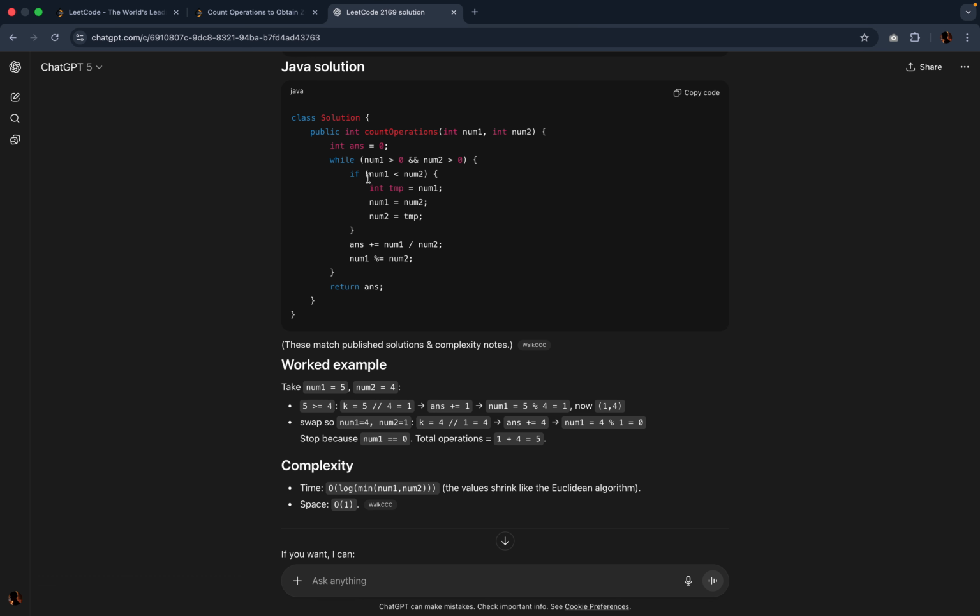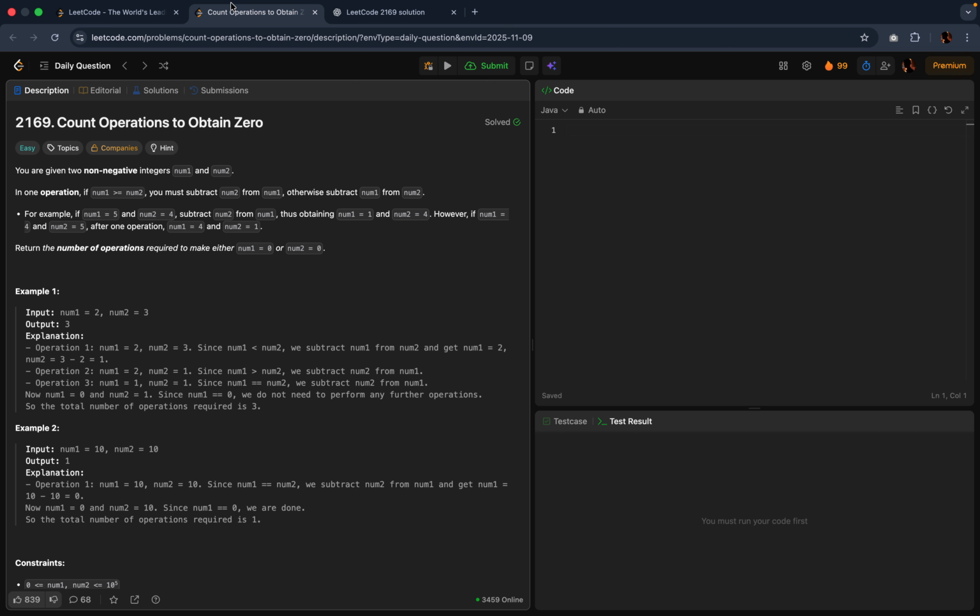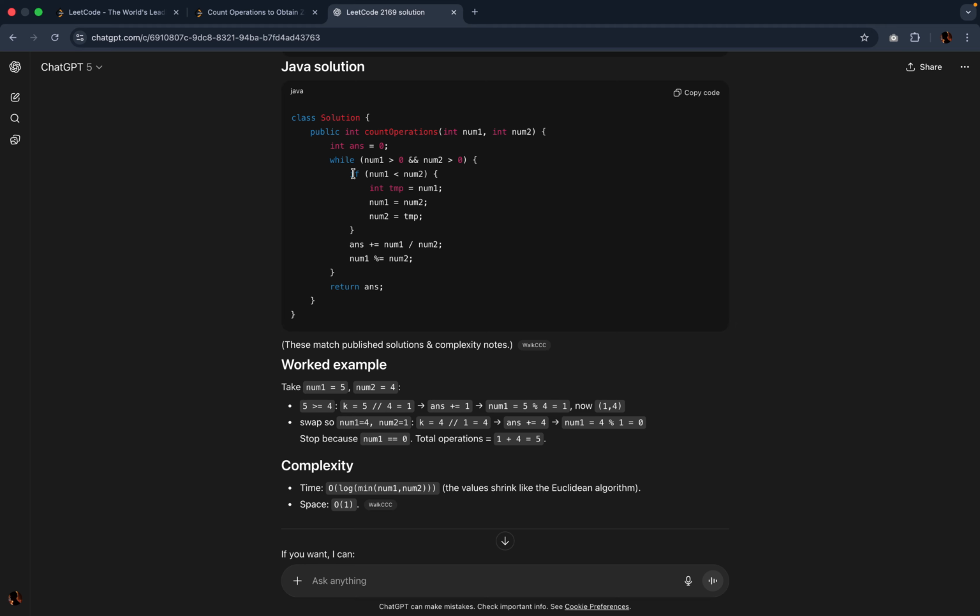So we will be running an if statement, where if number 2 is greater than number 1, normally in the question number 1 should be greater than or equal to number 2. Here we can see number 1 should be greater than or equal to number 2. Therefore, we will be cancelling out the third option, which is if number 2 is greater than number 1, then we will be swapping it.